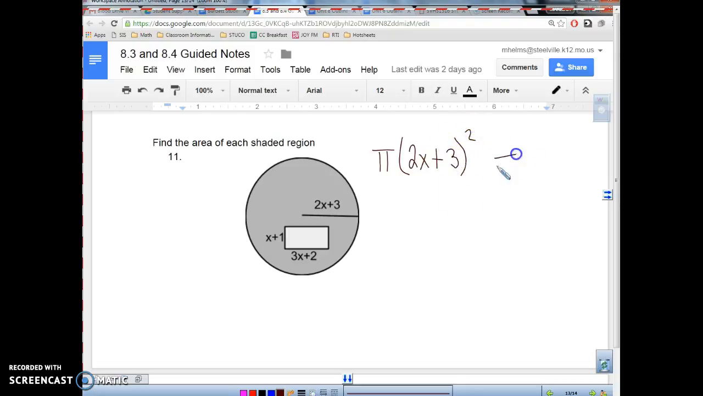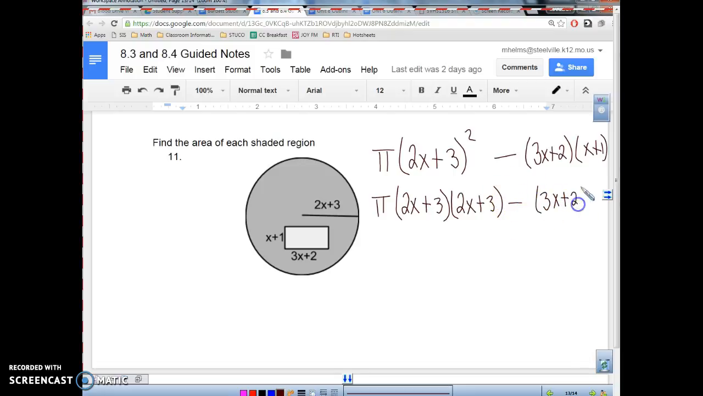Then we want to subtract the area of the rectangle, which in this case is 3x plus 2 times x plus 1. And so remember that this is 2 parentheses. So you have 2x plus 3 squared, or you have 2 of those, so you have 2x plus 3 times 2x plus 3 minus 3x plus 2 times x plus 1. So I want you to FOIL all of those. Leave the pi out and make sure you leave parentheses around this last part.